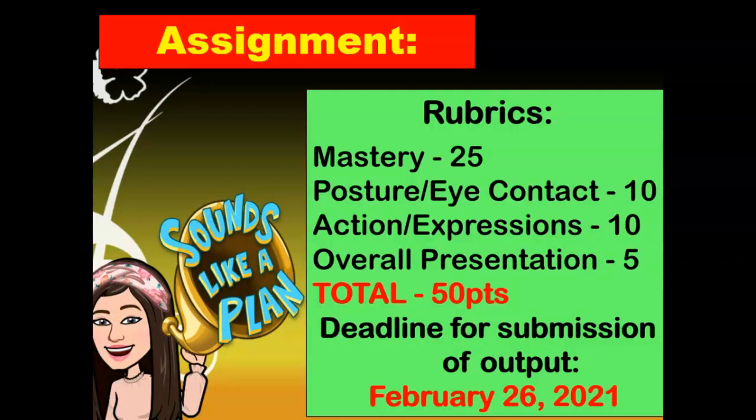And here are the rubrics. Mastery, 25 points. Posture, eye contact, 10 points. Action, expression, 10 points. Overall presentation, 5 points. A total of 50 points. Deadline for submission of output is on February 26, 2021.